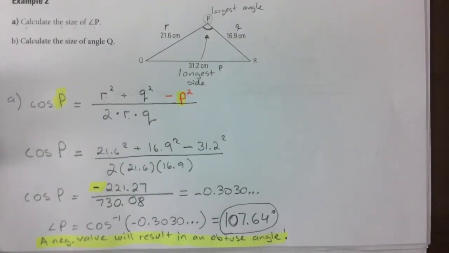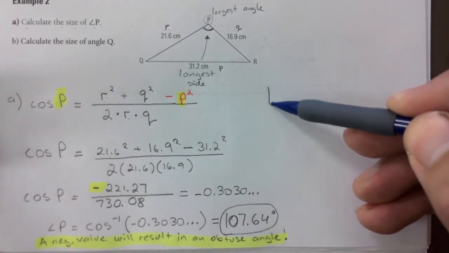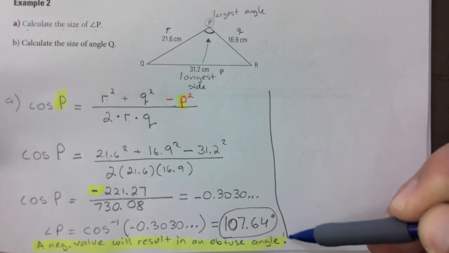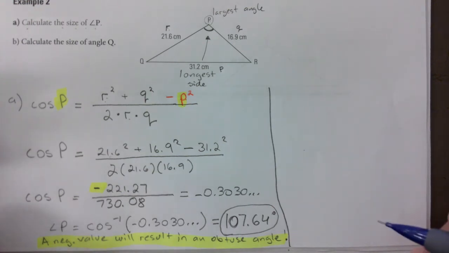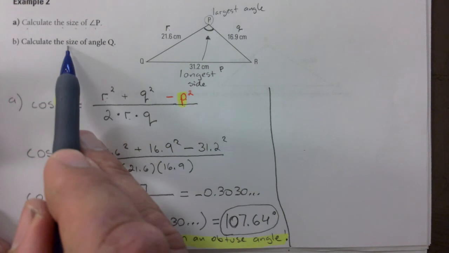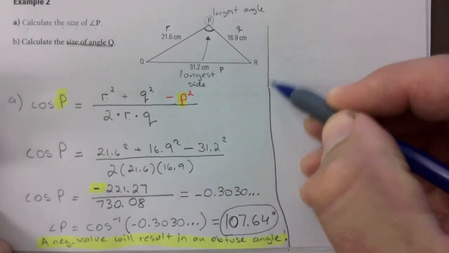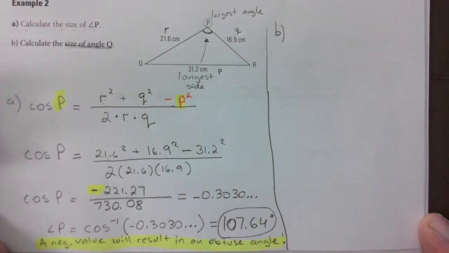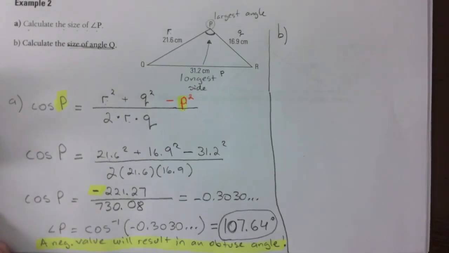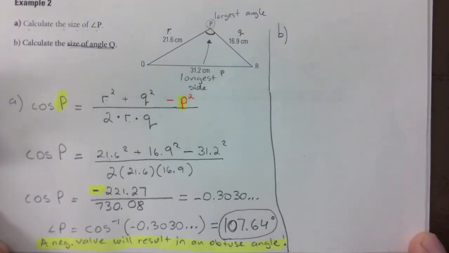Okay, let's do Q right next to it. I apologize for that room restriction there. Calculate the size of angle Q. So for B, please write it down right next to it if you can. Is there room next page? Probably not. That's my bad. So try to write small.